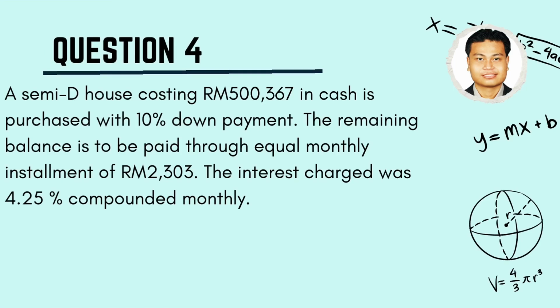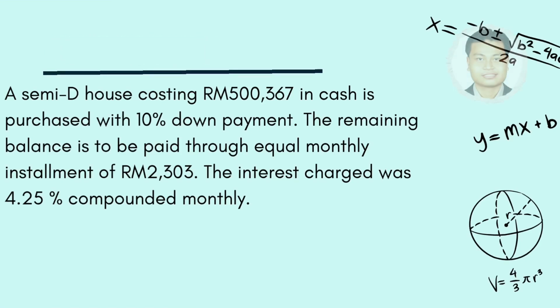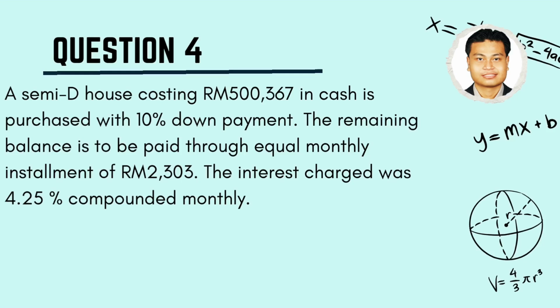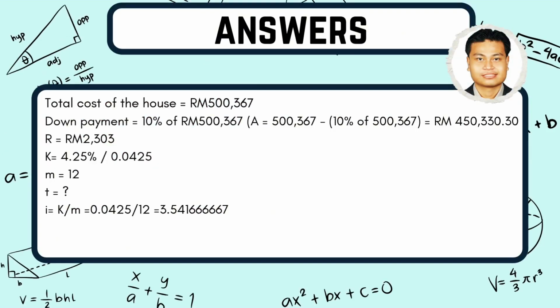Question 4. A semi-detached house costing 500,367 ringgit in cash is purchased with 10% down payment. The remaining balance is to be paid through equal monthly installments of 2,303 ringgit. The interest charge was 4.25% compounded monthly. So we'll list down the information that we get. Total cost of the house 500,367 ringgit. Down payment, which is 10%. R equals 2,303 ringgit. K equals 4.25%, equivalent to 0.0425. M equals 12. T, we don't know the T, so we'll label it as unknown. Last one is i equals K over M, or 0.0425 over 12.